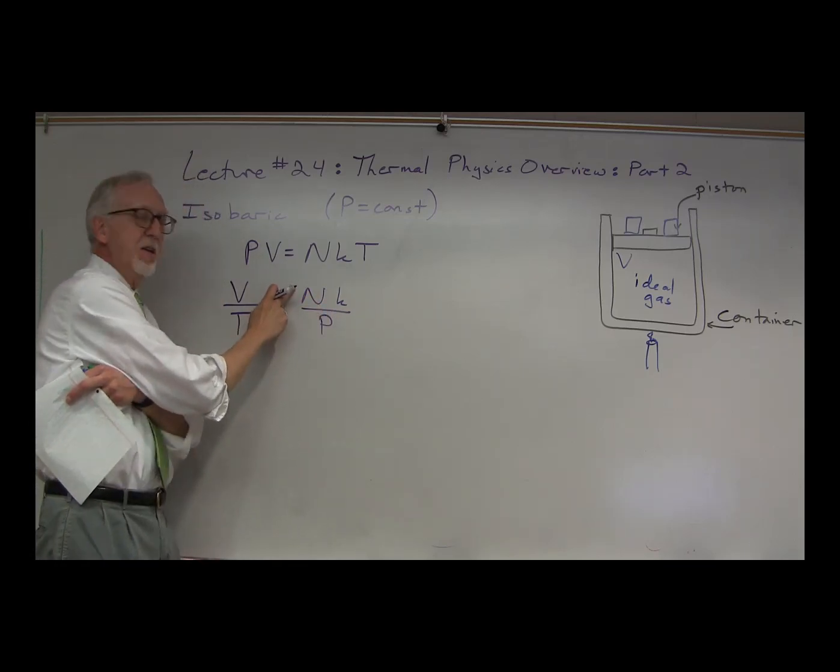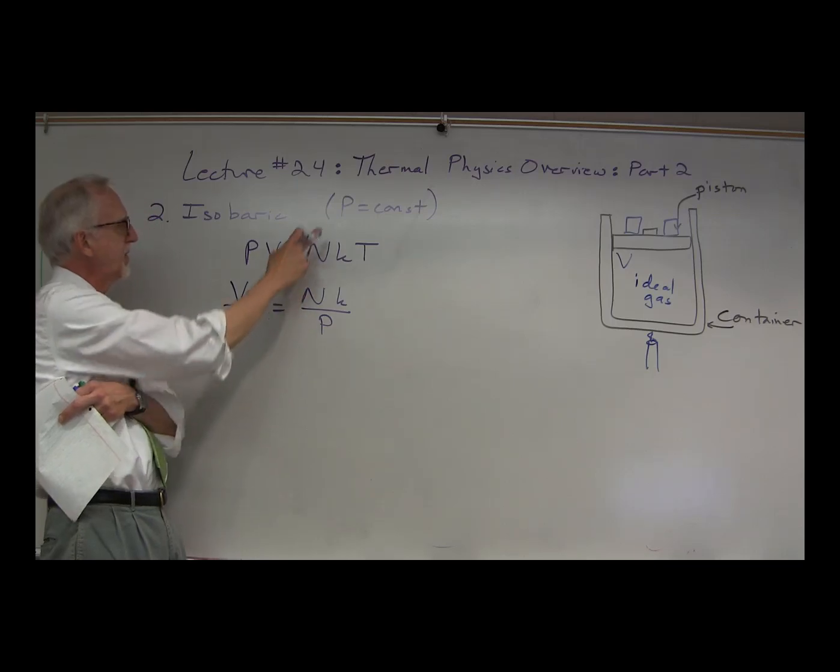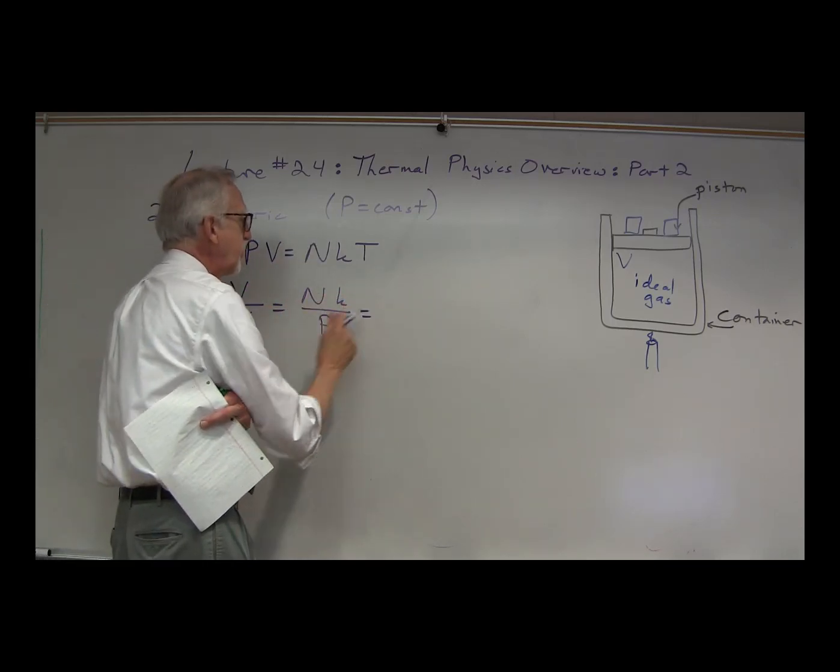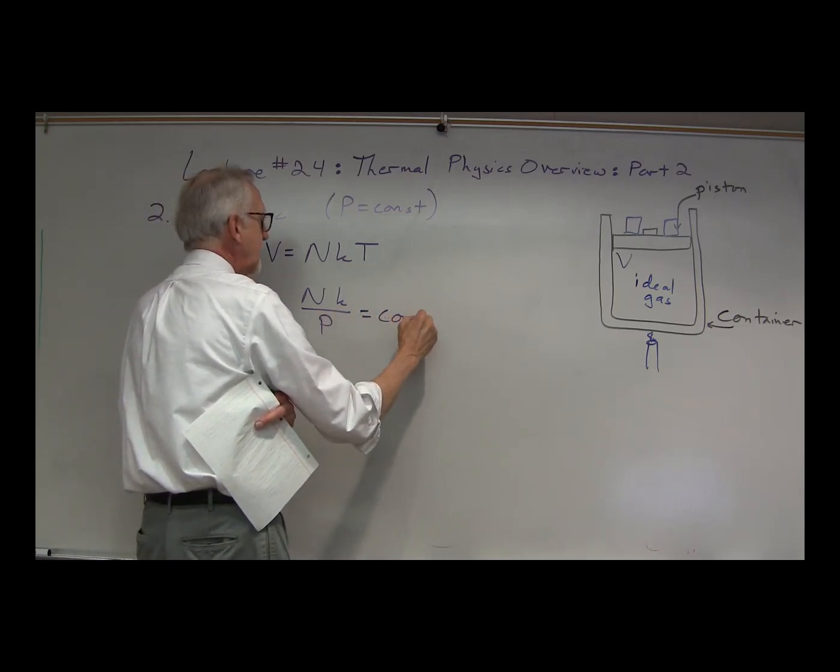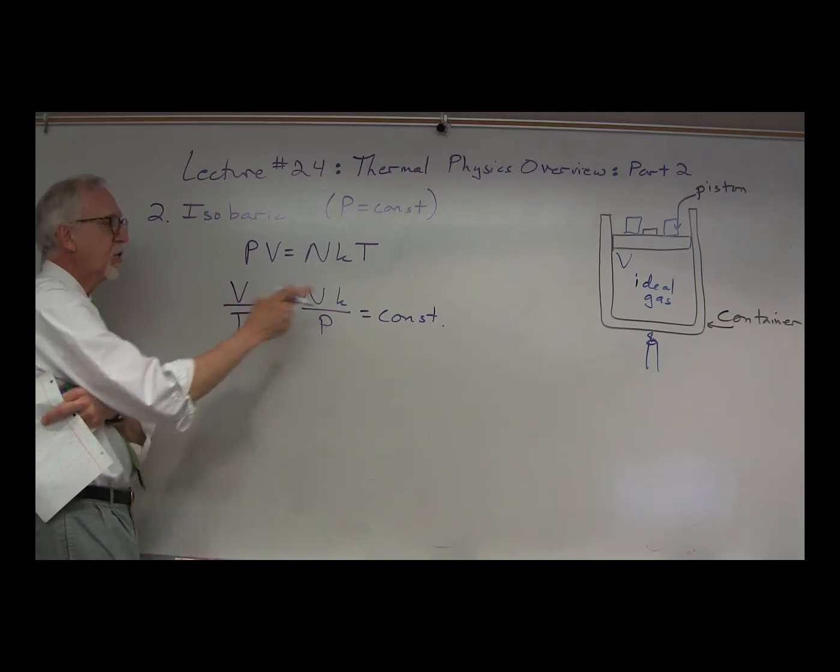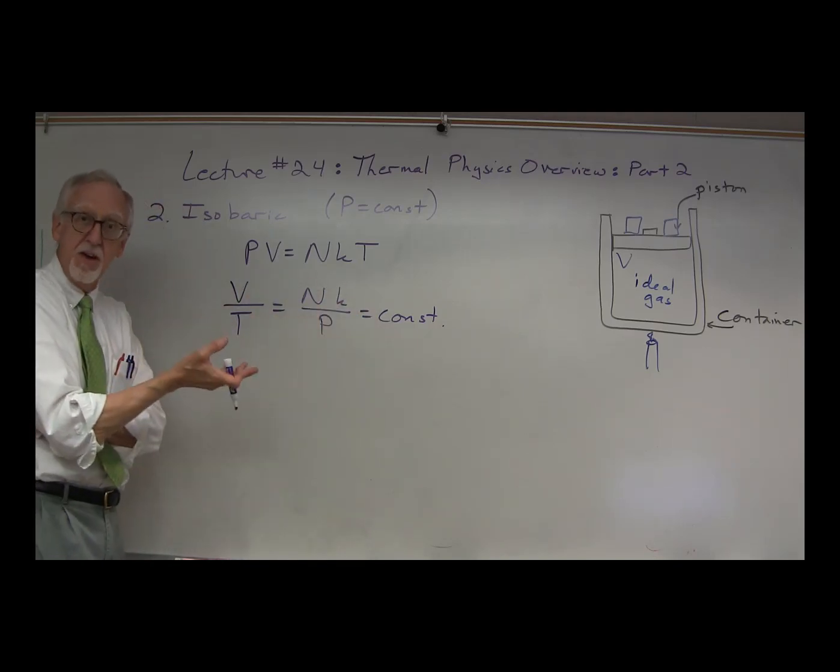Well, now n is being held fixed. For this process, the pressure is being held fixed. K is a constant anyways. So now everything on the right side is again a constant value. So whatever happens to the left side, it's going to have to come back to that constant value.